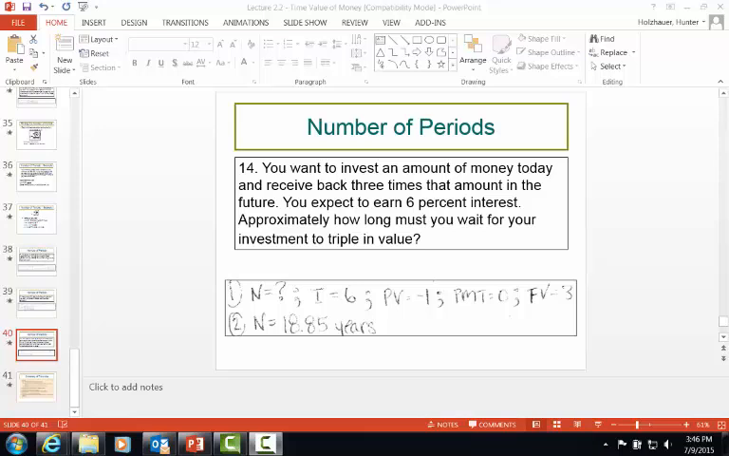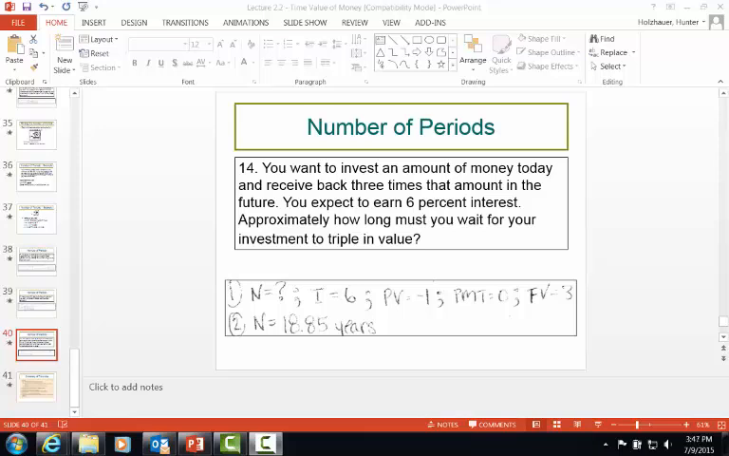Okay, Ross, I'd like to look at number 14 slide. Now for our last problem, we're going to look at number 14. You want to invest an amount of money today and receive back 3 times that amount in the future. You expect to earn 6% interest. Approximately how long must you wait for your investment to triple in value?